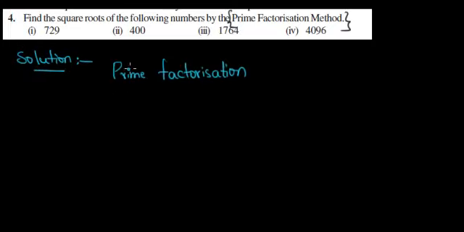In this method, we have to find out the square roots of the following numbers by prime factorization method. And here, before starting the solution, let us define what is a prime factorization. Before that, we define what is a prime number.